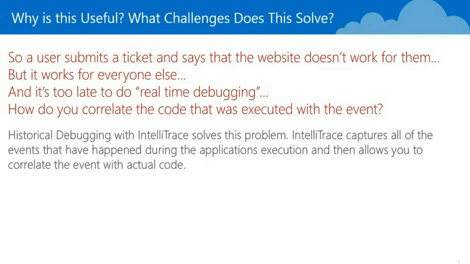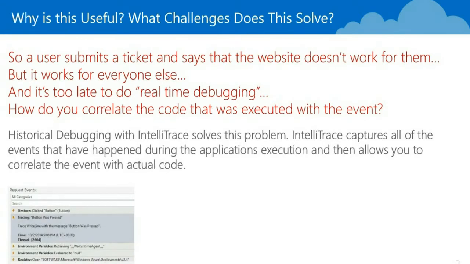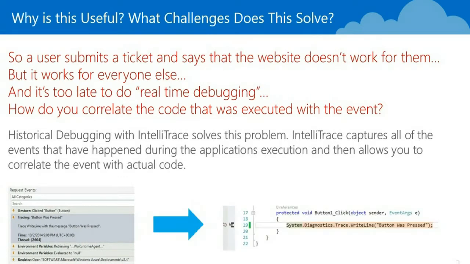Traditionally, that's a challenging problem, but historical debugging with IntelliTrace solves that problem. IntelliTrace captures all of the events that have happened during the application's execution and then allows you to correlate those events with actual code. This picture depicts the events that have happened when the application has been executed, and ultimately when you click on an event and then click on debug, you can drill down into the line of code that specifically caused that to happen.